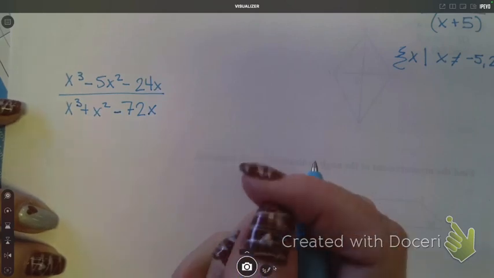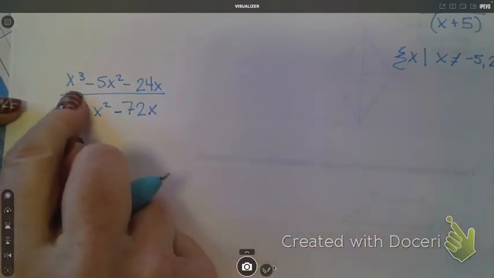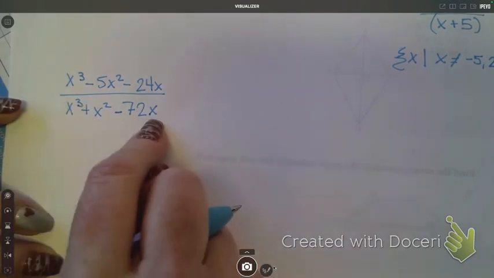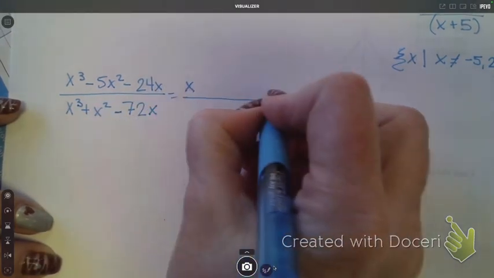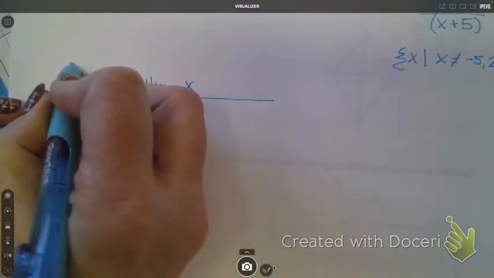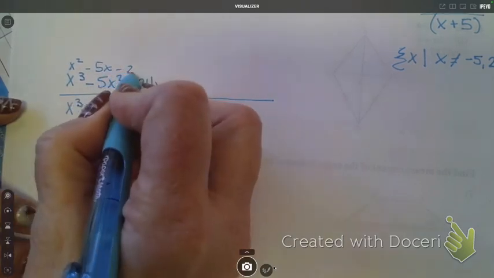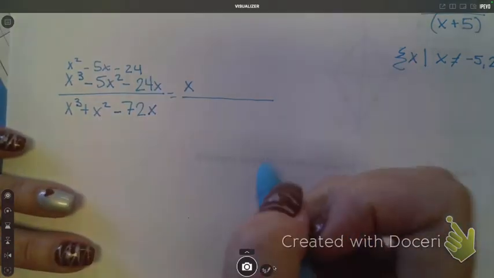So what's the first thing we're gonna do? Factor out an x. We're gonna factor the numerator, right? And then we're gonna factor the denominator. Okay, so we have an x. So then I have x squared minus 5x minus 24. So what does that factor to?